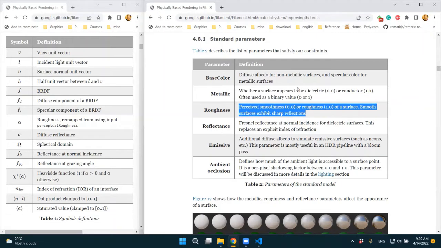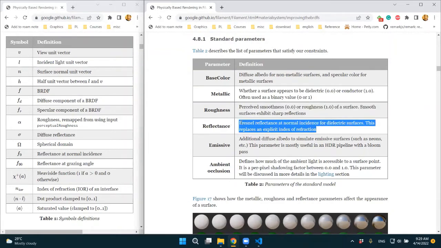Roughness, we already talked about that. Reflectance: Fresnel reflectance at normal incidence for the dielectric surfaces. That's just the F0 term, right? No, it's not at normal incidence, it's at 90 degrees. Or wait, so it's the F90 term, not the F0 term.